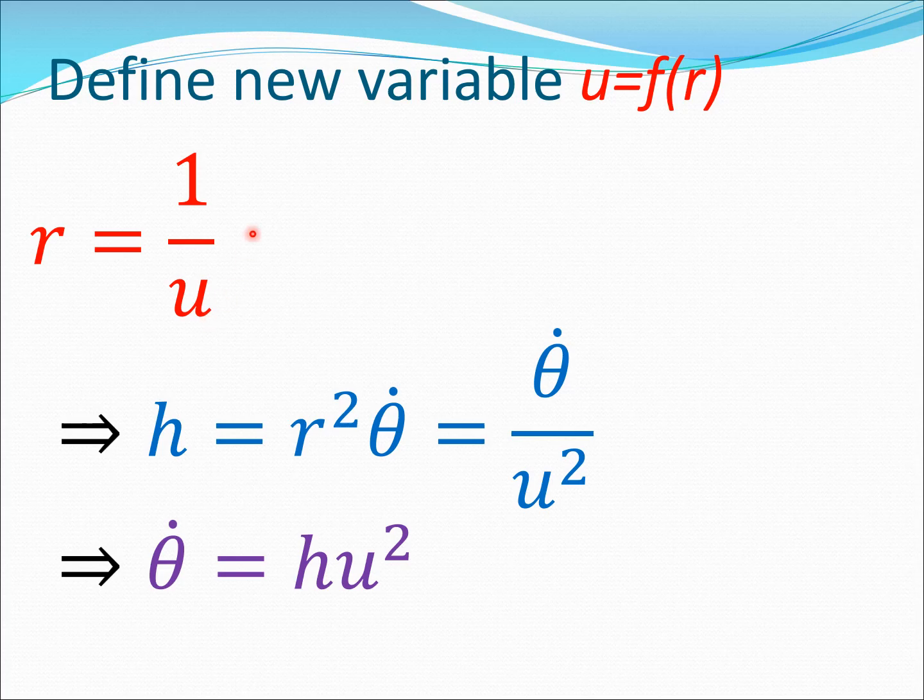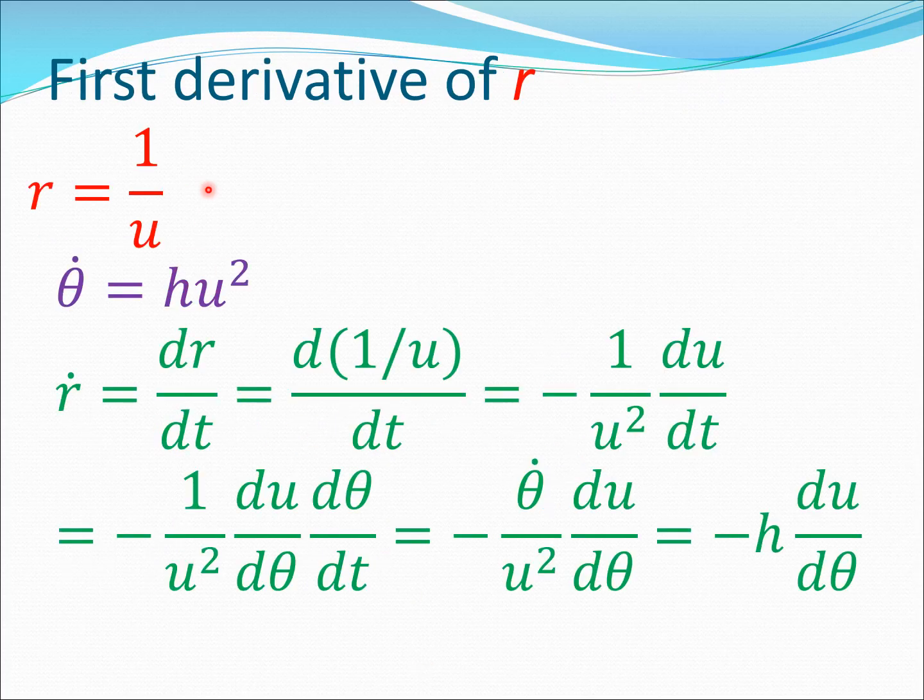So if r is 1 by u, we immediately get h is r square theta dot is theta dot by u square. So I essentially put r is 1 by u here, and I got this as theta dot by u square, and therefore I get an equation theta dot is h u square. So this is the equation we are going to use in some further manipulation of these quantities. So now let's try to get the first derivative of r.